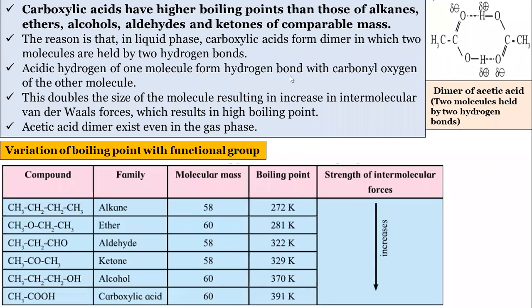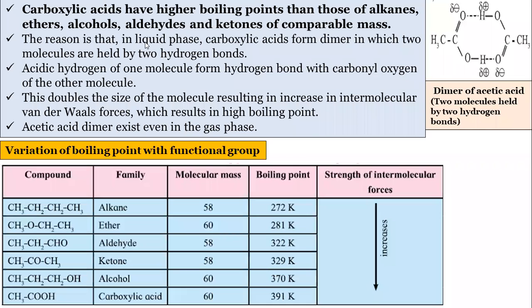So the reason is, in the liquid phase, what is happening? See, carboxylic acids form dimers. In this example, it is shown CH3COOH, CH3COOH. What is meant by a dimer? The two molecules are held together with two hydrogen bonds. Here, the bond between this hydrogen and this oxygen, and the bond between this oxygen and this hydrogen. So this is called a dimer.